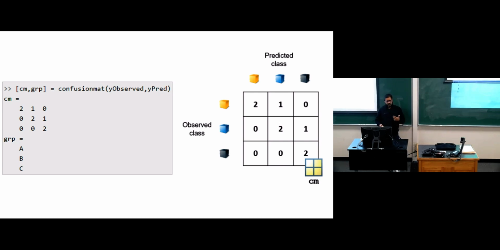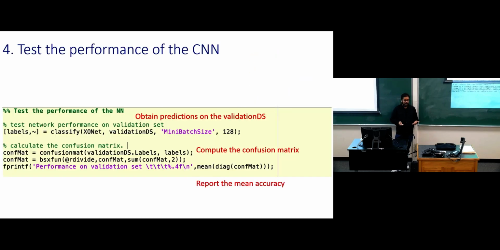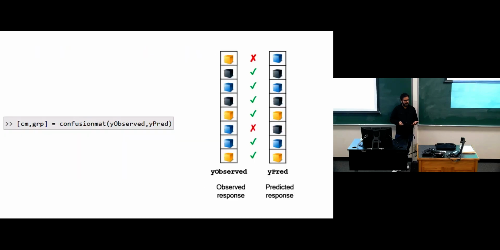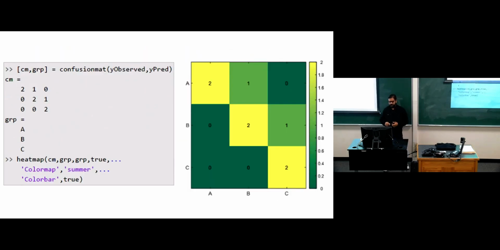What you can notice about this matrix is that the diagonal entries are the number of correct predictions. It makes it very easy for us to compute how many predictions you got correct by summing up the diagonal. That's what is happening in this code. We are summing up the diagonal of the confusion matrix. This is just another fancy way that you can look at the matrix as a heat map.